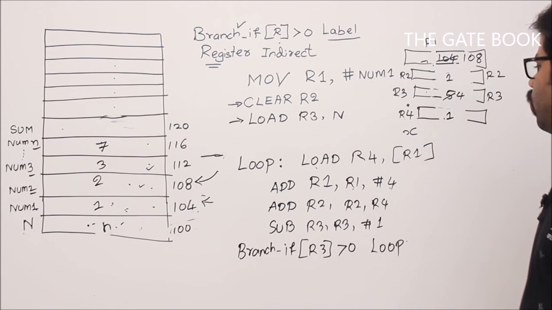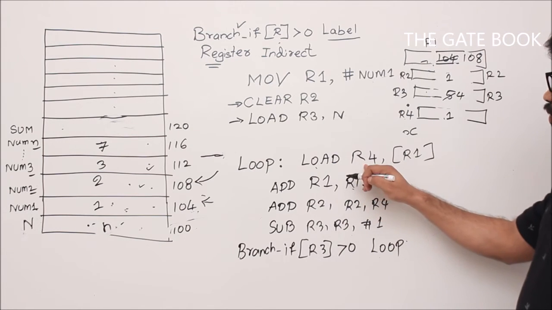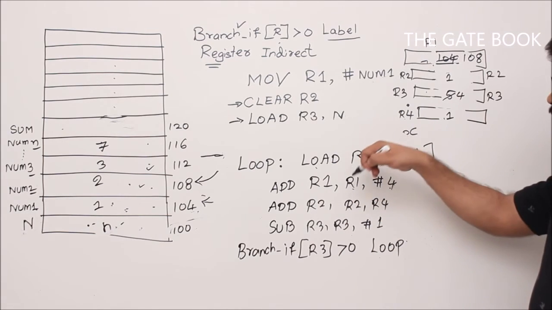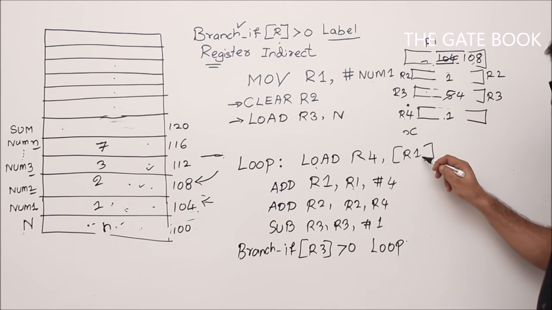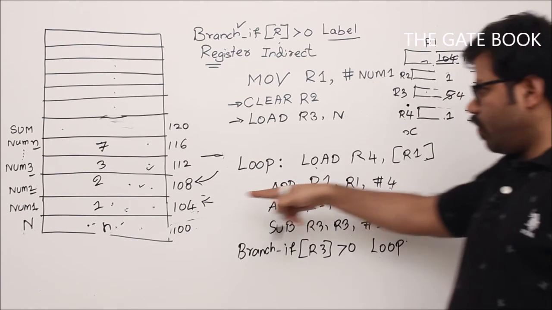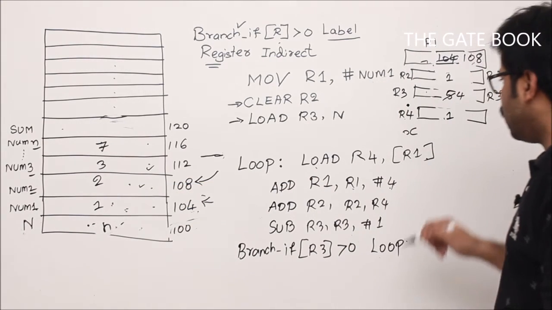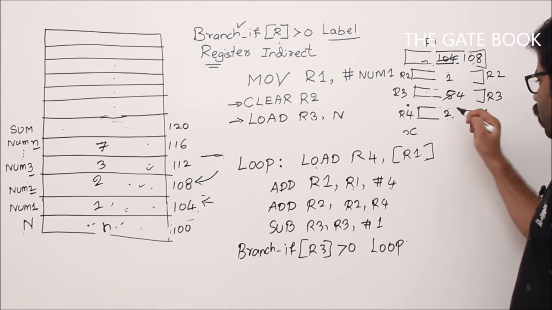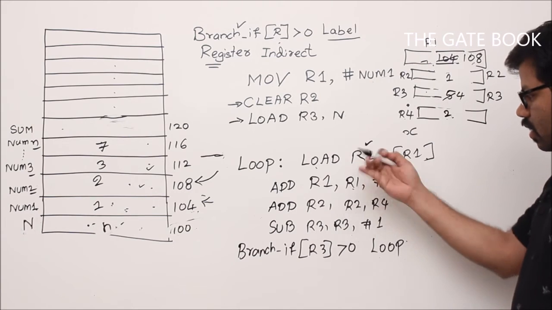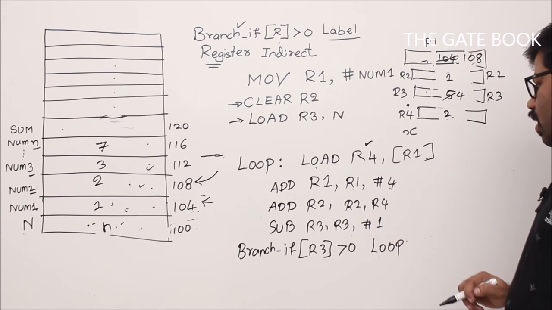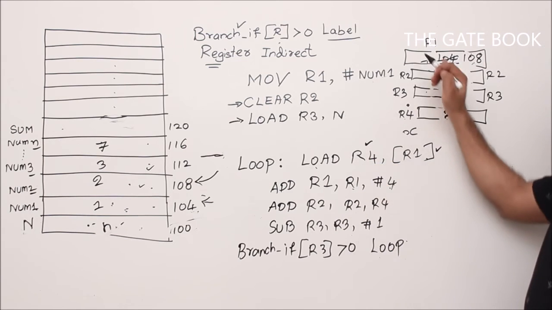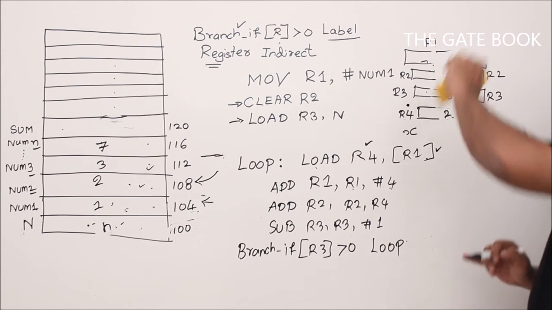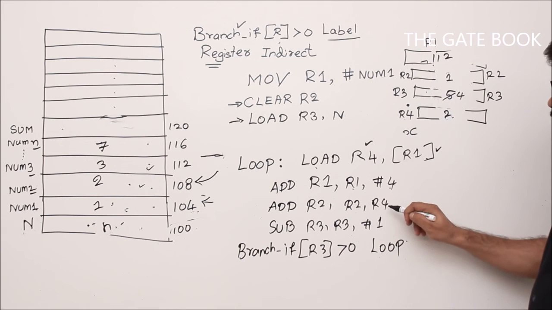Yeah, when you go to loop, what happened this time? Load into R4, R1, right? What is R1? 108. But it is indirect mode, then we'll go to 108 and we fetch number 2. Then this time R4 gets 2. Blindly follow the instructions. Now see, this is the idea. R1 equal to R1 plus #4. Whenever you fetch new value into R4, R1 is incremented. This time it will become what? 112. 108 plus 4, 112.